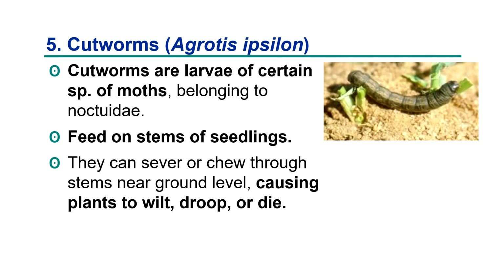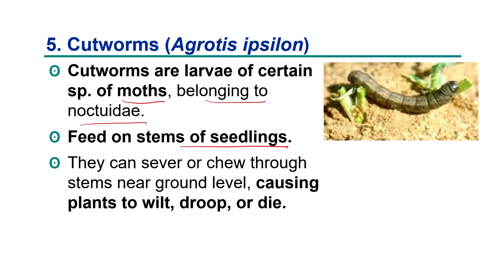Next is your cutworm. Cutworms are larvae of certain species of moth belonging to Noctuidae. Noctuidae family means their moth or their adult comes out of the soil during night time. They are more active during the night time. They feed on stems of seedlings, and they can sever or chew through stems near ground level, causing plants to wilt, droop or die. So you can see a brownish kind of caterpillar on the right side in the picture.